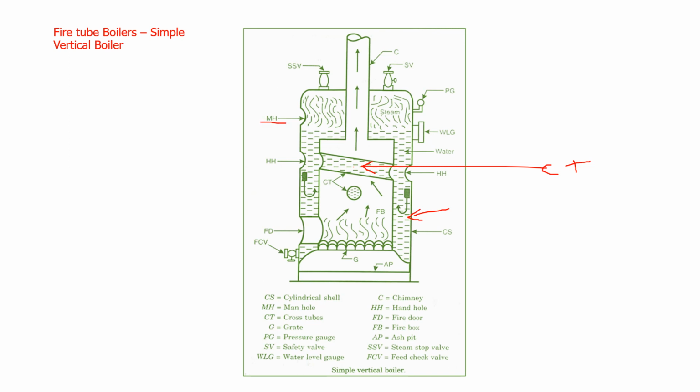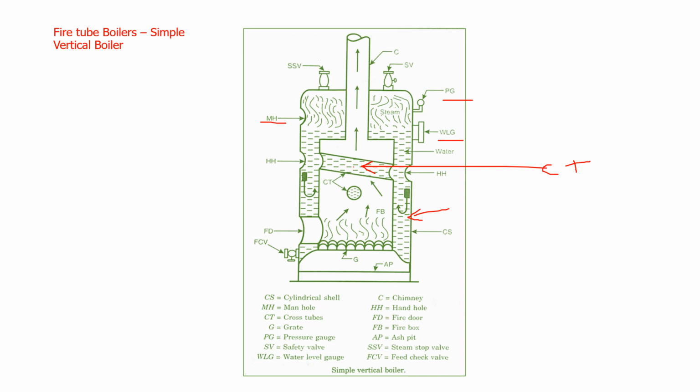That is to, after shutting down the boiler, if you want to do any maintenance work, to clean the work, through this only the worker will enter and do all the things. This is water level gauge, water level indicator, that is very important. This is pressure gauge. Water level indicator is very essential. If the water level is low, we should not fire the boiler. So we have to ensure that water is there in the boiler. And this is a pressure gauge. This is safety valve. This is a steam stop valve.